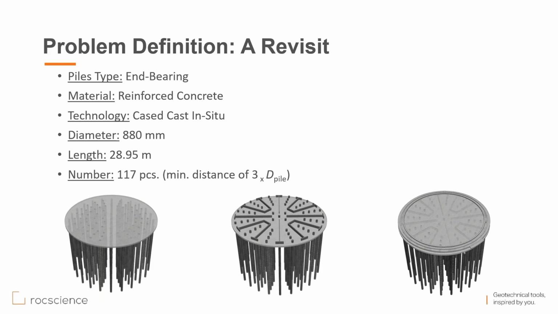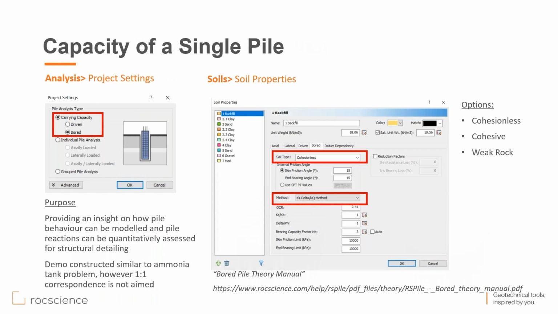The pile types, just a revisit of our previous problem: 117 piles, 88 centimeters in diameter, 29 meters of length, cast in situ piling. The diameter of the raft, the cap, was about 39 meters, and its thickness was selected tentatively as 60 centimeters.